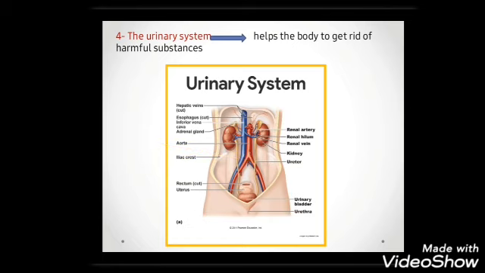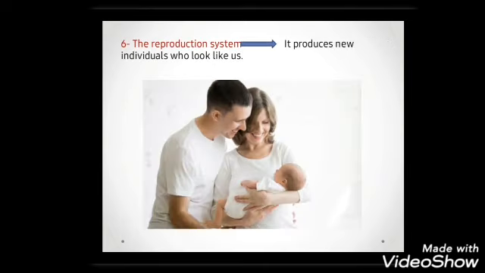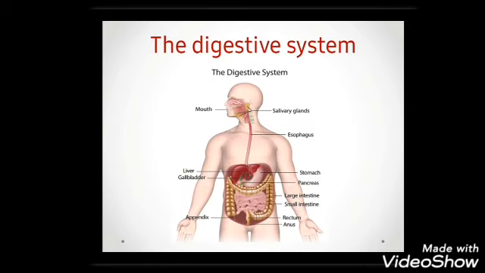Number 4, the urinary system responsible for getting rid of the harmful substances outside the body. Number 5, the nervous system responsible for sensation. Number 6, the reproduction system to produce new individuals like us. Okay? In this term, I will talk about the digestive system in lesson 1, and in lesson 2, I will talk about the respiratory system. In junior 4, you have 2 systems only, digestive and respiratory.